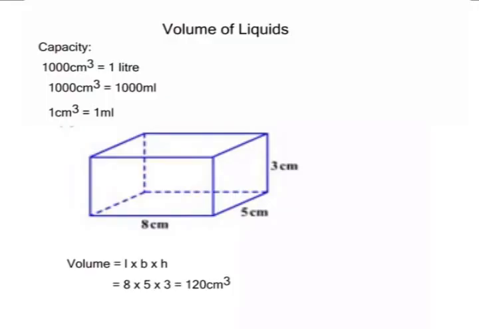Another conversion to always remember is that 1 meter cube is equivalent to 1000 liters. A vessel with a volume of 1 meter cube will hold 1000 liters of a liquid when full. So for this cuboid, if it is filled with a liquid, what is the capacity? So it is 120 cubic centimeters. So to find the volume in liters, we divide by 1000. This is equal to 0.12 liters. 0.12 liters is equivalent to 120 mLs.